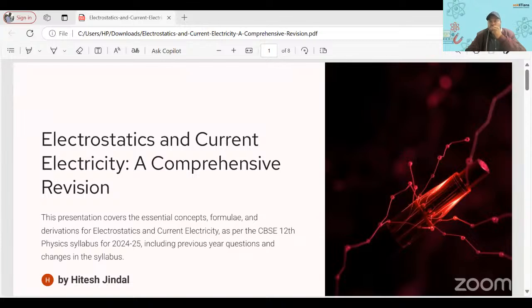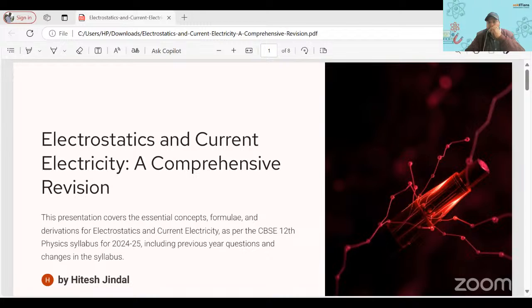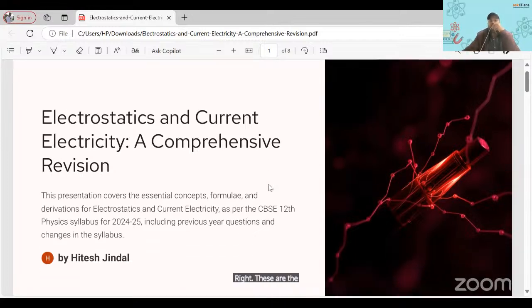So, welcome to our third webinar of this series of Physics 12th CBSE one shot revision. So, today we'll be discussing, as you can see on your screens, I think the screen is being shared. They are only A and B will only be related if modulus of A minus B. So, today we'll be discussing electrostatics and current electricity. So, these are the initial units we have in our physics syllabus 12th.